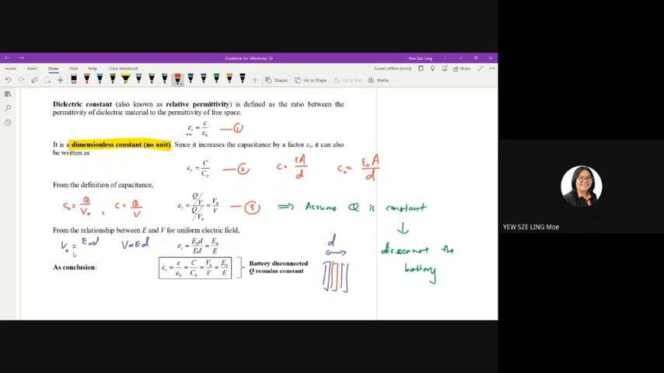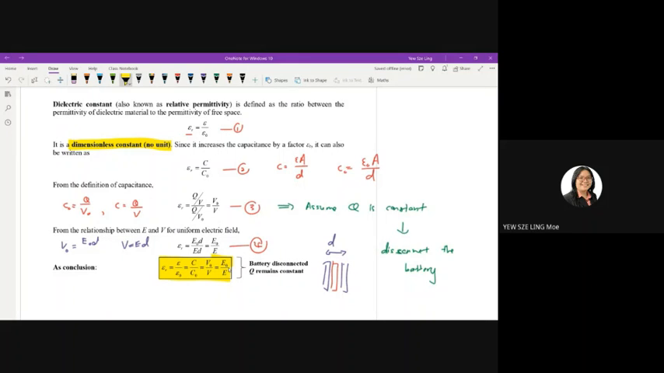So by using V equals ED, you arrive at equation number 4, meaning that epsilon R, the dielectric constant, can be calculated using 4 different equations, depending on the information given in the question. So you have epsilon R equals epsilon over epsilon naught, equals C over C naught, equals V naught over V, equals E naught over E.